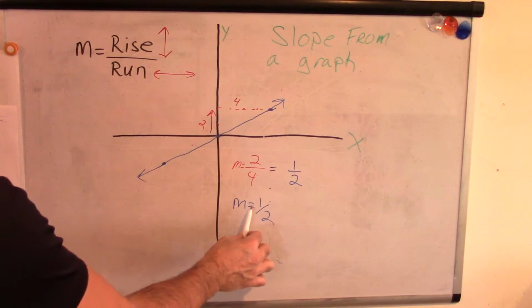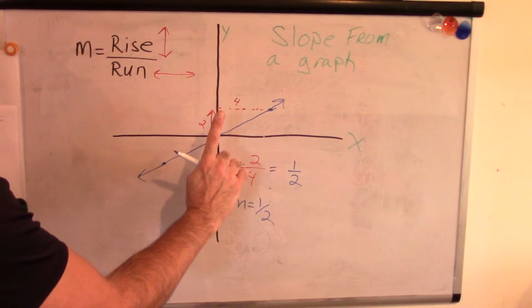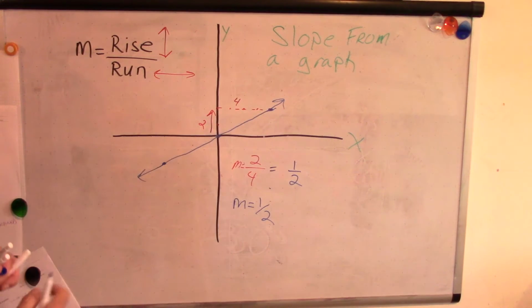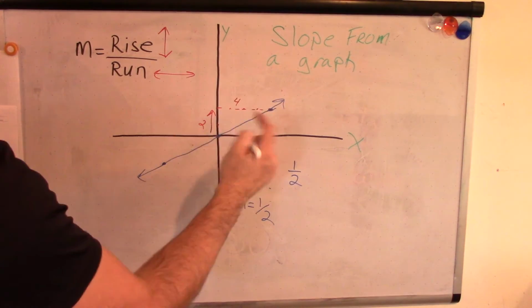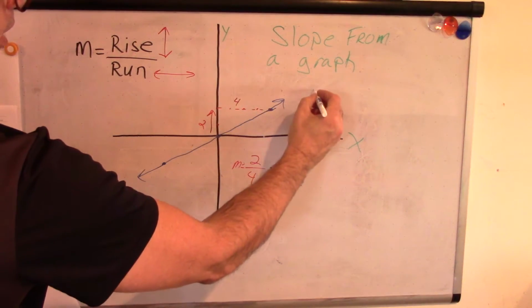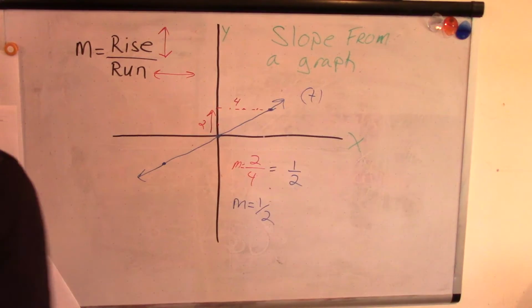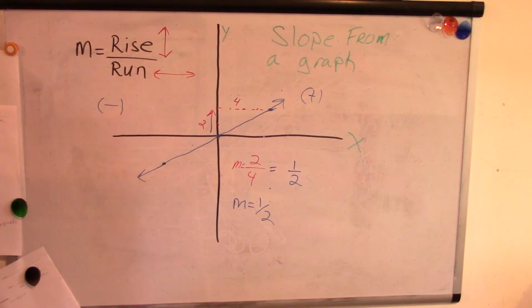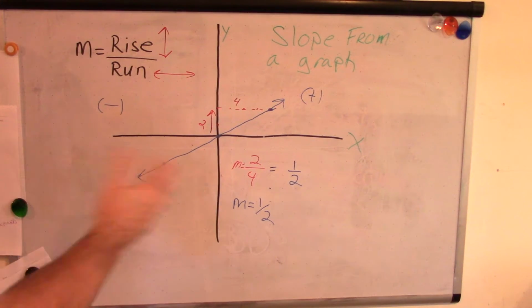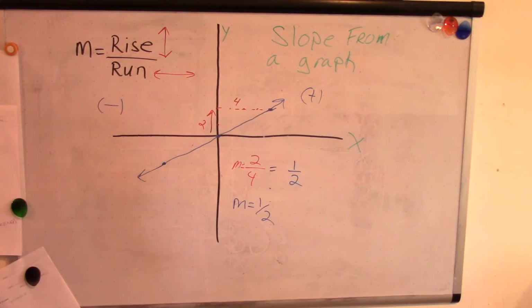That means for every 1 unit up, the rise, it's going 2 units over to the right for the run. It's positive because this line is going up to the right. When you have lines tracking up to the right, they're going to be positive. If the line was going the other way, it would be negative. Okay? So a line looks like this. I've got 2 points, that's the rise and the run, the slope of 1/2.